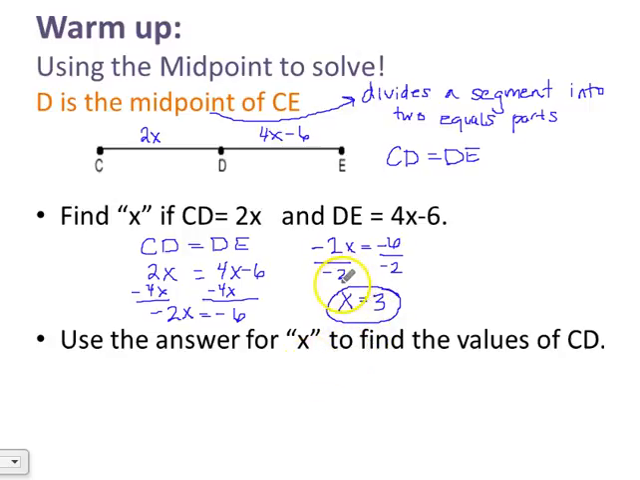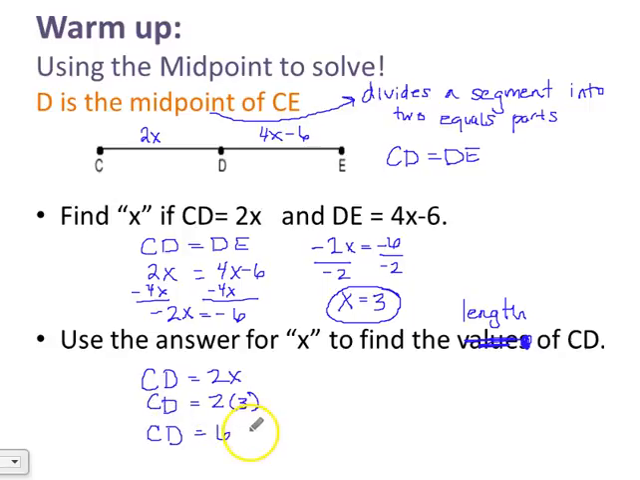I would also ask you guys to find the length of CD. Well, remember, CD was equal to 2x. So all I'm going to do is substitute in that value of x equals 3. Whenever I see the x, I'll plug in 3, and I'll find the length of CD. So CD equals 2 times 3, which is 6.